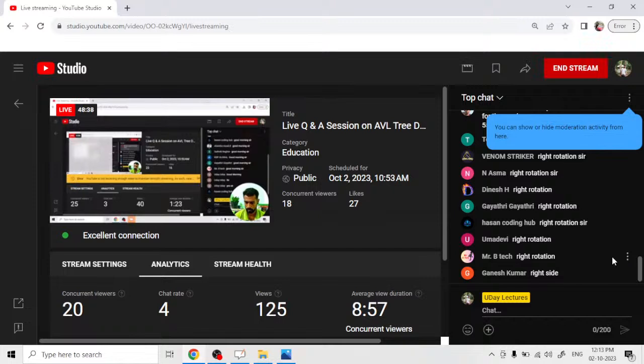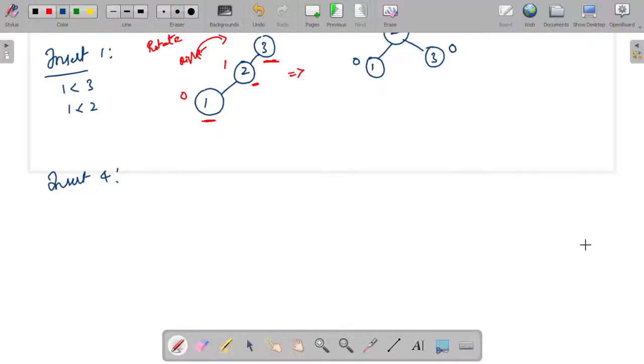Right. So the answers are correct. We were asked to shift them to the right side and we have performed the right rotation.